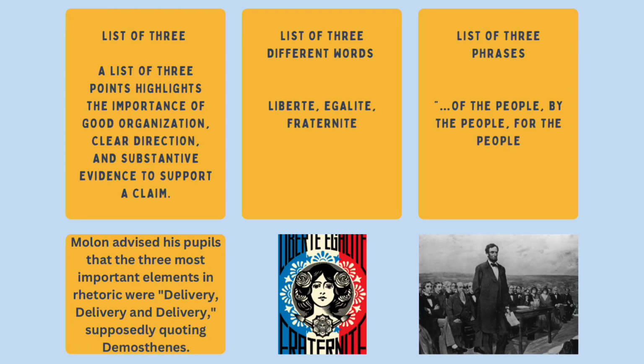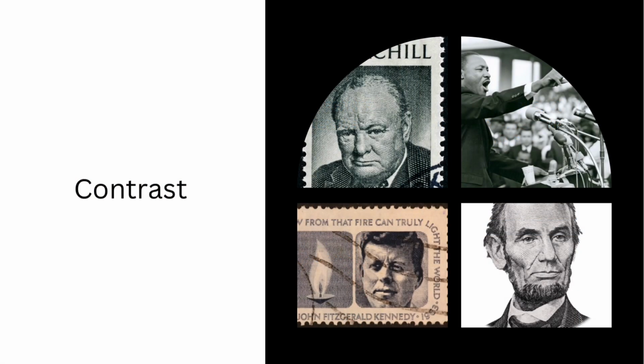It can take the form of the national motto of France and the Republic of Haiti, which is an example of the tripartite motto using three different words, liberté, égalité, and fraternité, or a list of three phrases like of the people, by the people, for the people, which was said by Abraham Lincoln in the Gettysburg Address.